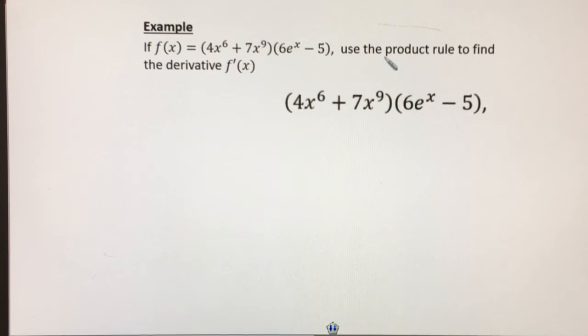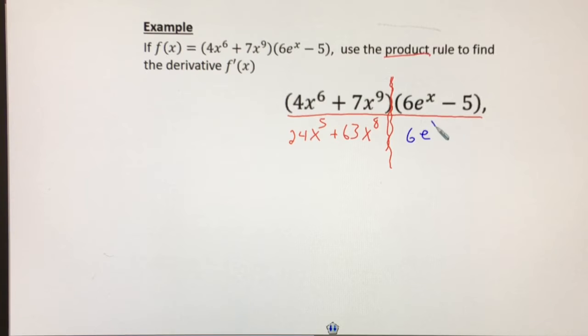I use a little graphical organizer for the product rule. Most of the time I just FOIL it out, but I have an e to the x in there, so foiling it won't help me. I crack it down the middle like an egg, and then I set up a little t-chart. I take the derivative over here. That derivative is going to be 24x to the 5th plus 63x to the 8th. Then I take this derivative. That's going to be 6e to the x.